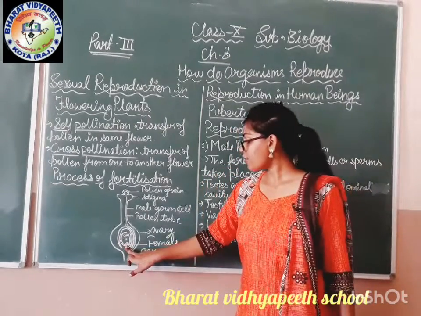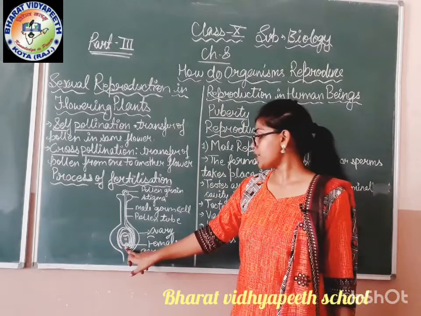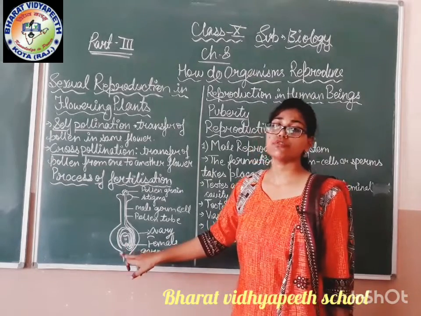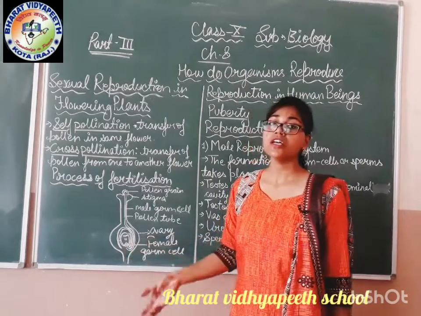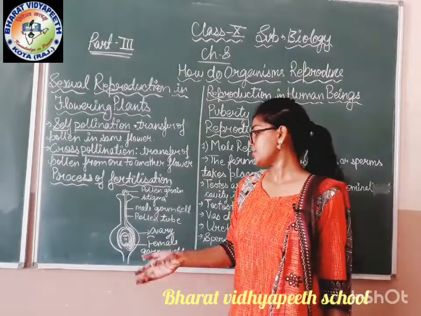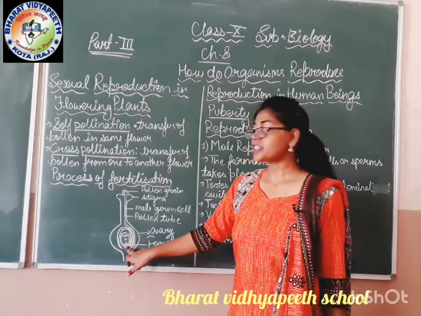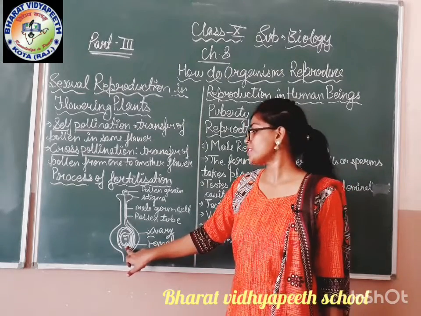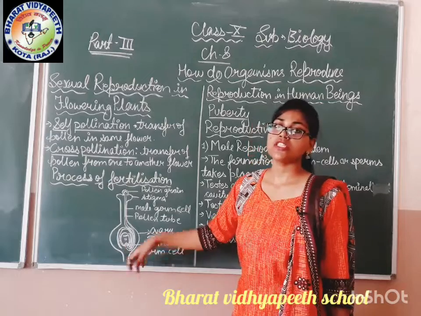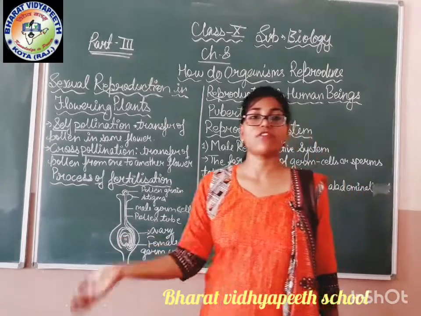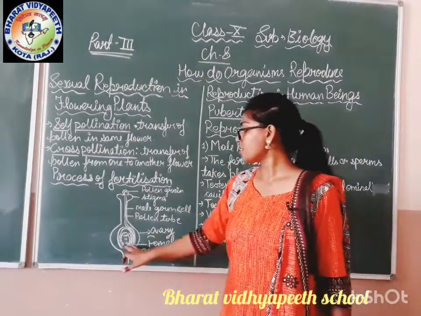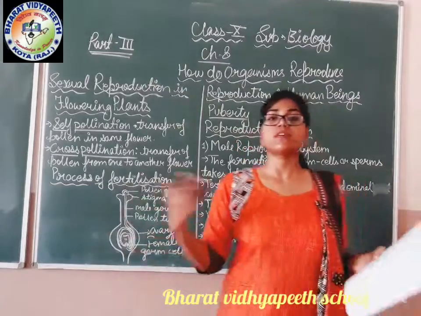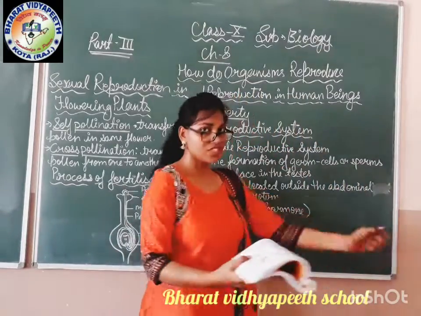After reaching the female germ cell, they fuse with each other, mix up, and the fusion takes place. The germ cells of both are converted into a zygote. This zygote then goes through many stages and forms a new seed.